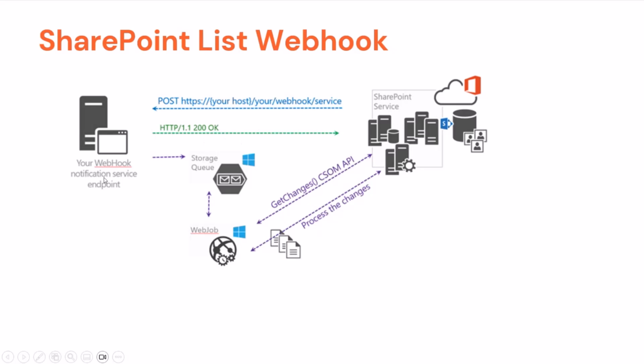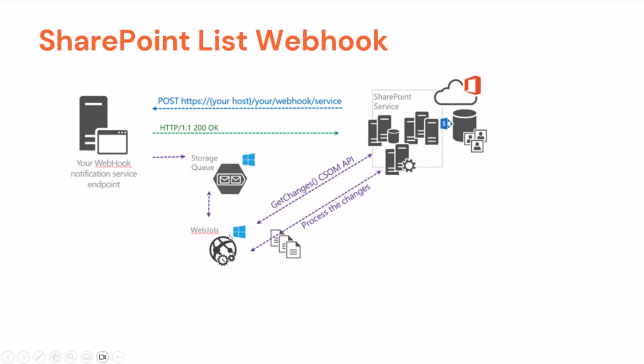Once you've done this, I put my message into the storage queue. This is a kind of old picture, but I'm using my Azure function. The Azure function is picked up from the storage queue, and what it does is use the GetChanges API to get the latest changes from the list.